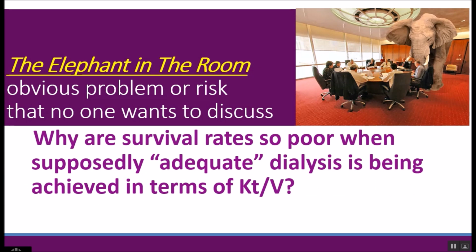So Kt/V is typically the elephant in the room. We all know that it is not enough for assessing adequacy, but it still remains valid. We know this obvious problem or risk that no one wants to discuss, and why our survival rates are so poor when supposedly adequate dialysis is being achieved in terms of Kt/V alone.